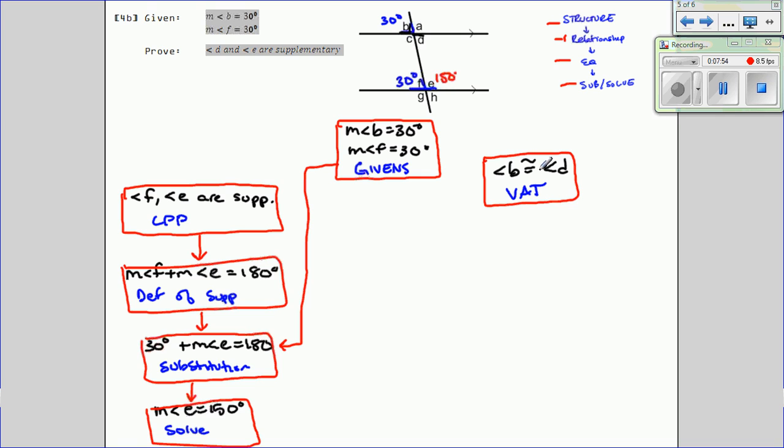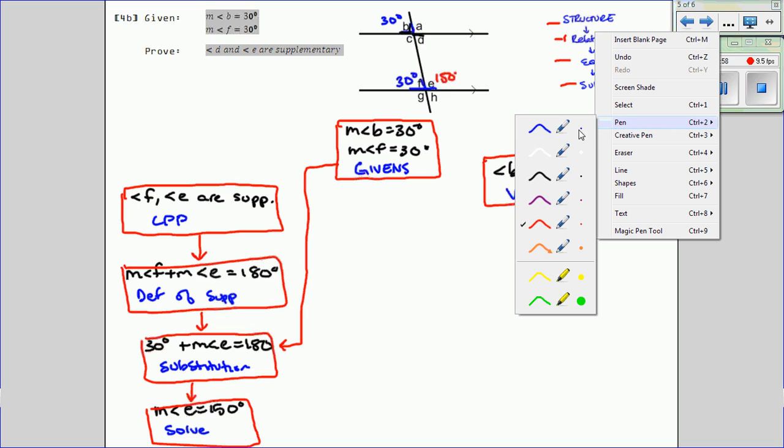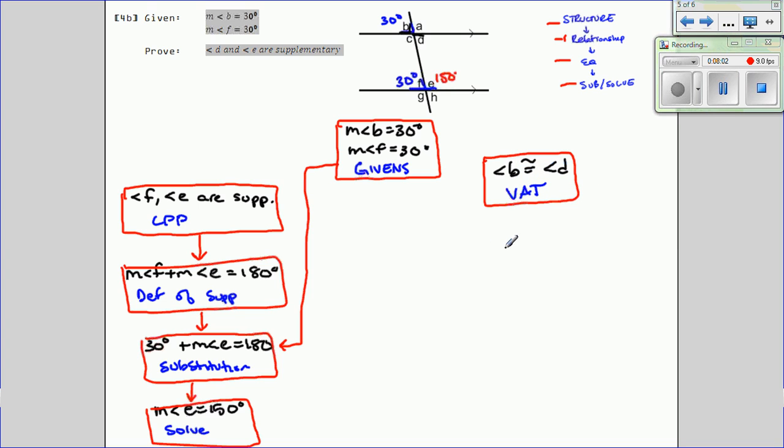Well, what next? I'm trying to get the measurement to be 30, so I have to transfer this congruency statement to a measurement statement. But that should be pretty straightforward. If they are congruent, their measurements have to be equal, so the measurement of angle B is equal to the measurement of angle D. And that's going to be by the definition of congruency.